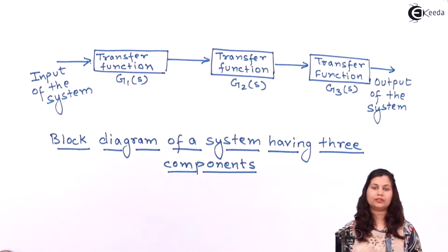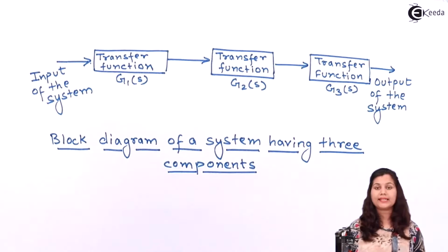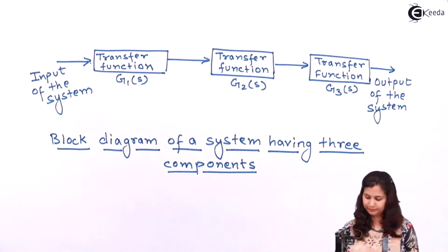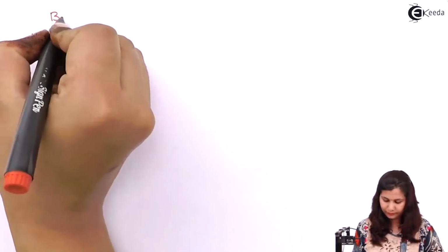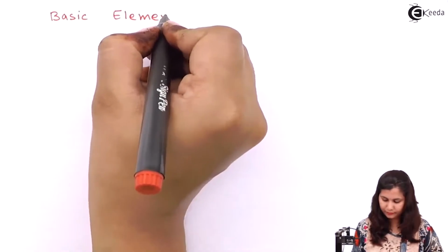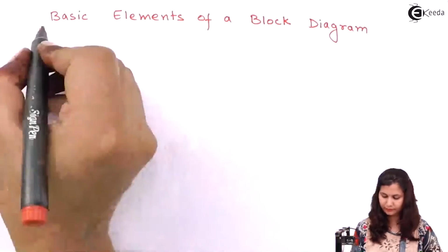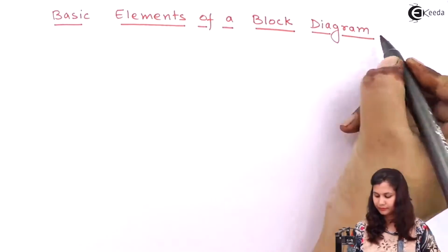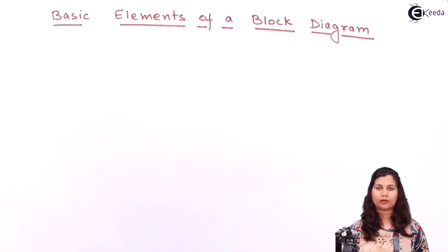So we have seen what a block diagram is and we have seen a block diagram of a system. Now let us study what the basic elements of a block diagram are. The first basic element of a block diagram is a block.